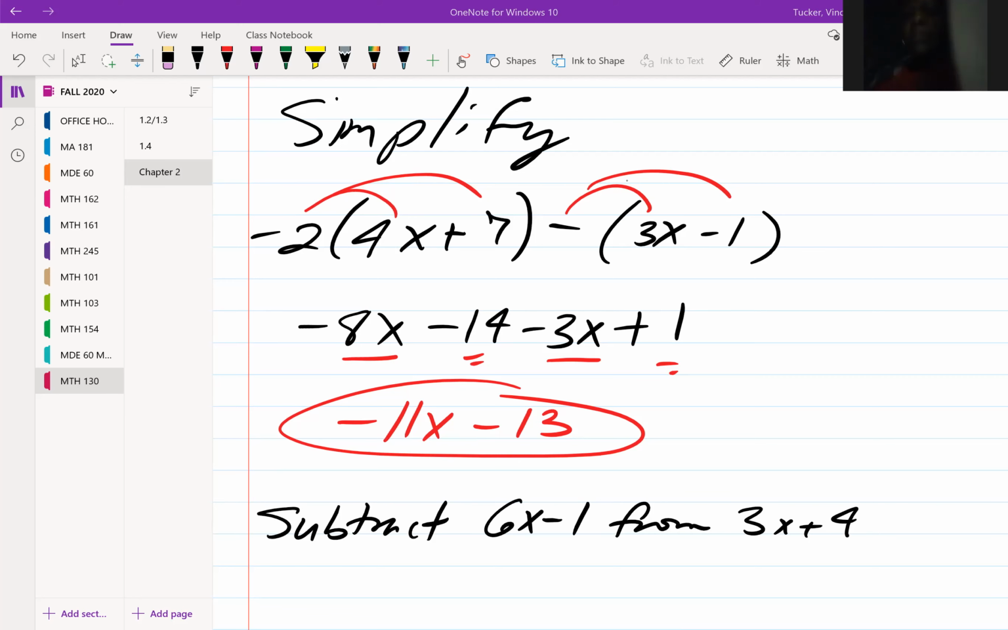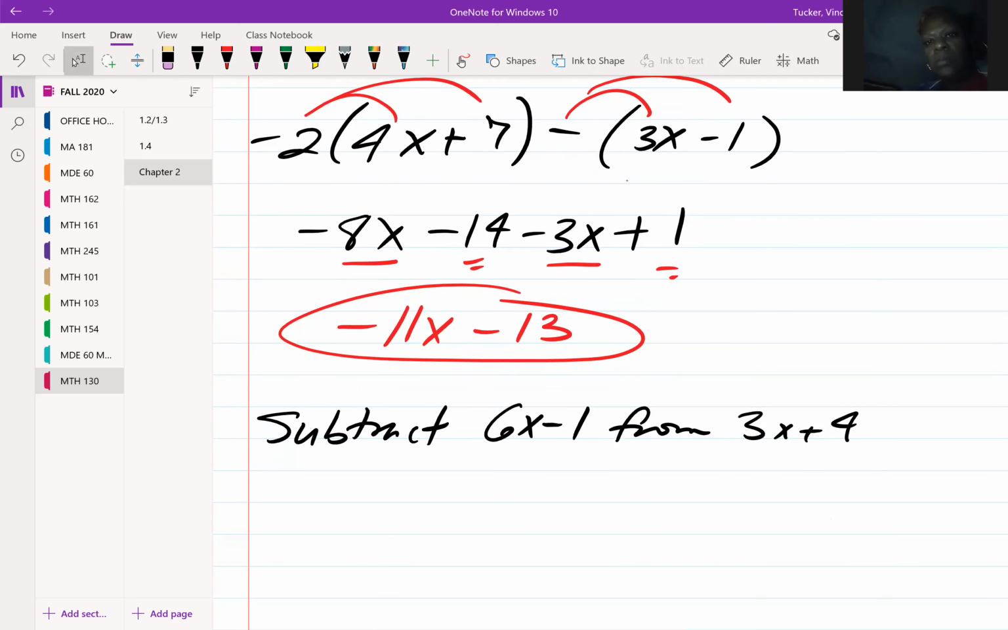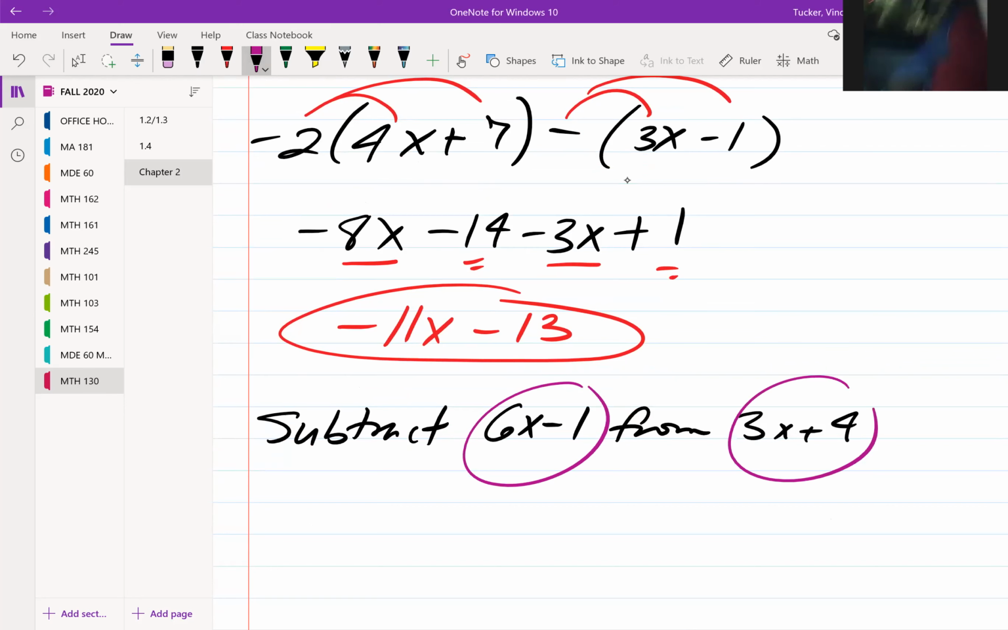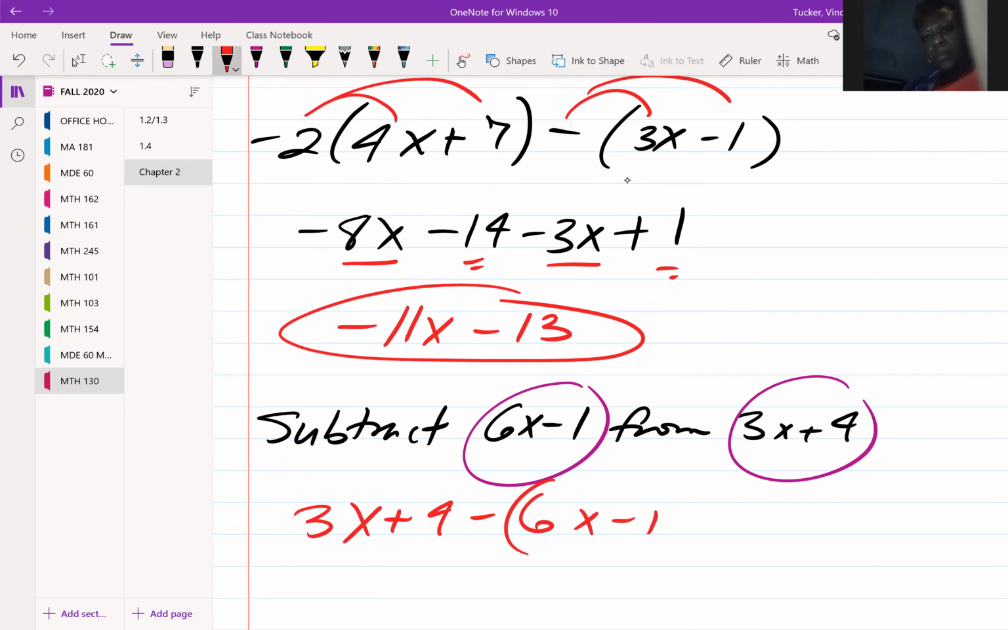All right, so here we have another one. Subtract 6x minus 1 from 3x plus 4. So make sure you're okay with the positioning. We want to subtract 6x minus 1 from the 3x plus 4. So it's going to be 3x plus 4 minus 6x minus 1. So that's how we would set it up. And if you want to put parentheses here, you could as well.